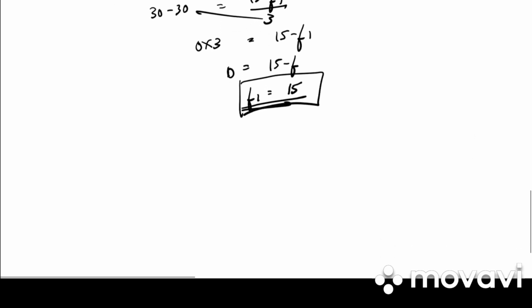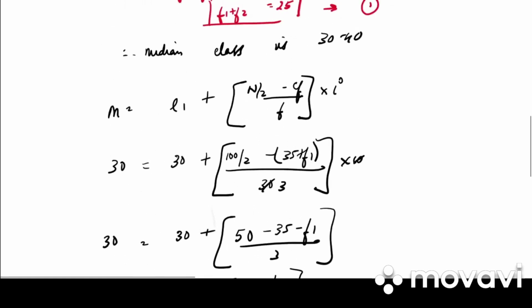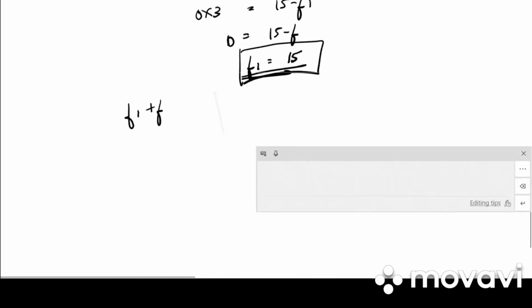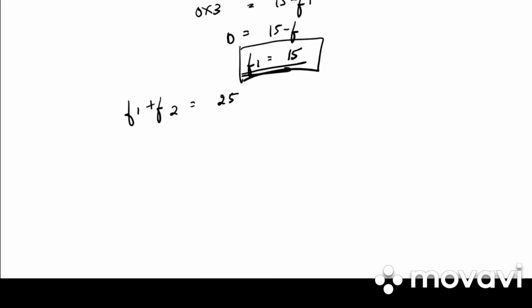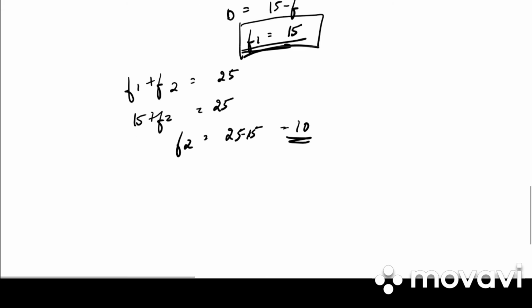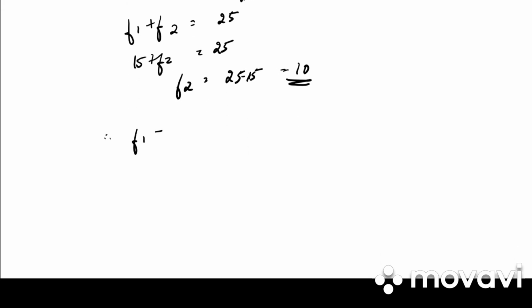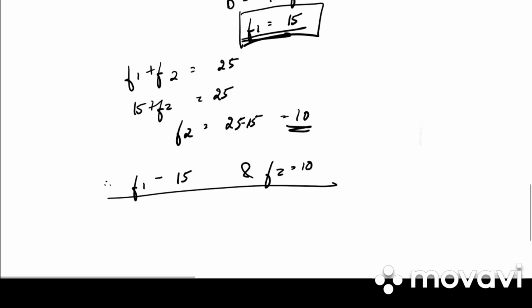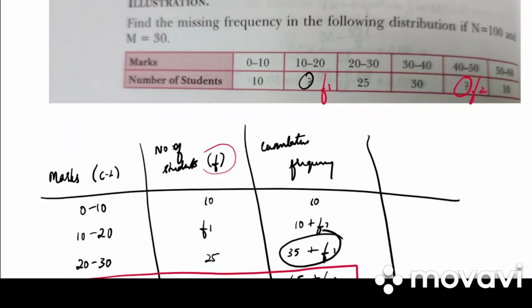We found out the value of F1. So we have an equation. What is it? F1 plus F2 is 25. So we know F1, how much? 15. Do we know F2? No. So F2 will be 25 minus 15, that is 10. Therefore, F1 is 15 and F2 is equal to 10. This is how we work out a problem when they have given us missing frequencies.